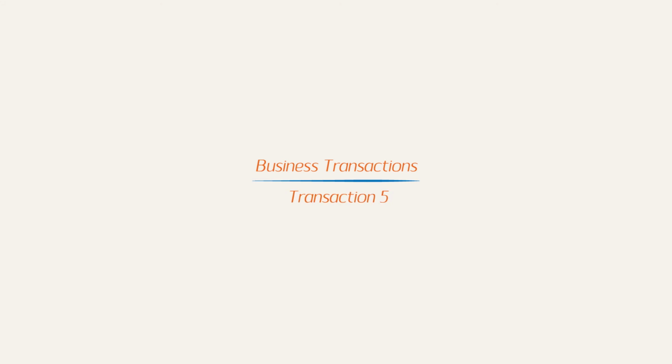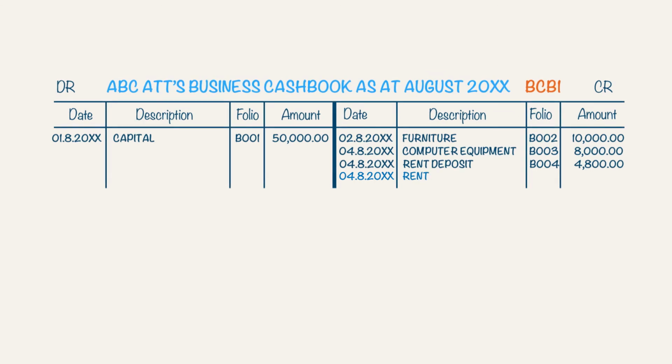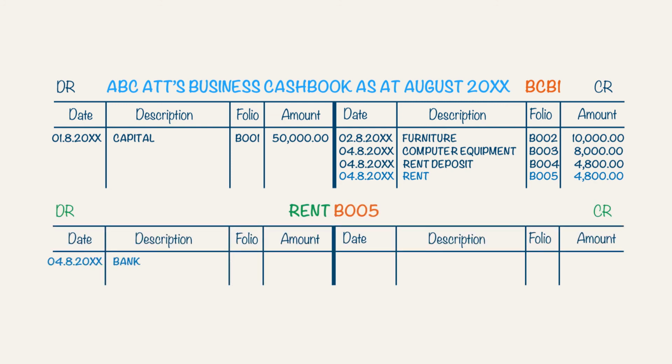Transaction 5. On 4 August 20XX, the firm paid rent amounting to 4,800 Rand for the month of August 20XX. You credit the business cashbook as money was paid out of the business account. You debit the rent account as this is an expense incurred by the firm. You record the date, the description, the folio, and the amount accordingly.